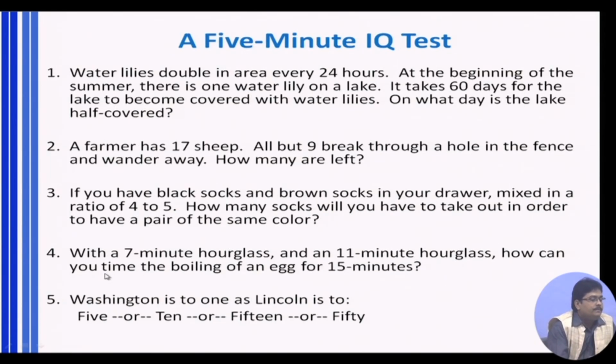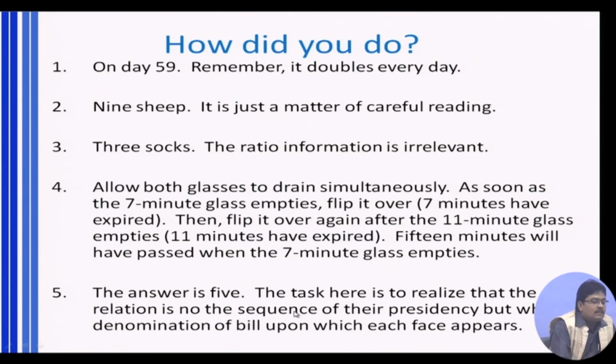Similarly, if you have a 7-minute hourglass and an 11-minute hourglass, how can you time the boiling of an egg for 15 minutes? Washington is to 1 as Lincoln is to dash. The possible answer could be 5, because the task here is to realize that the relation is not the sequence of their presidency, but the denomination of the bill on which each face appears.